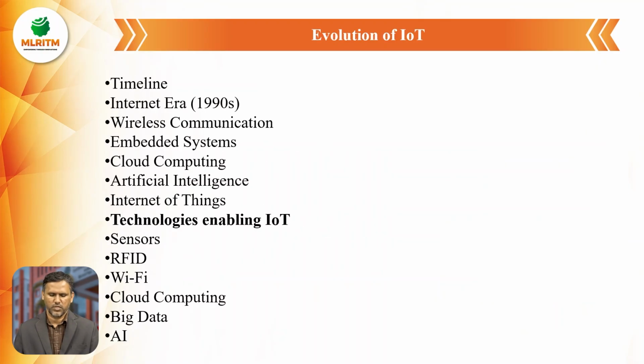The evolution of IoT: in the 1990s, the internet era developed. After it came wireless communication. Next, embedded systems. Next, cloud computing, artificial intelligence, Internet of Things. So this is the basic evolution of IoT. And the technologies enabling IoT are sensors, RFIDs, Wi-Fi, cloud computing, big data and AI.